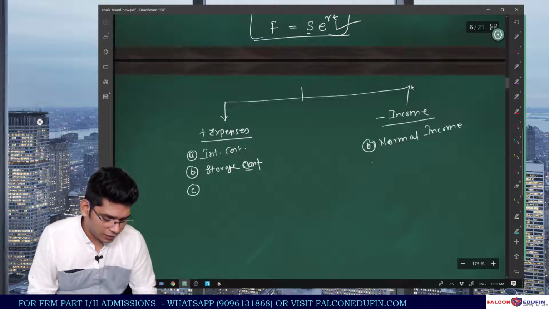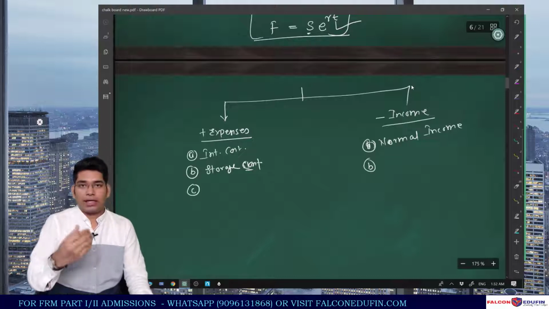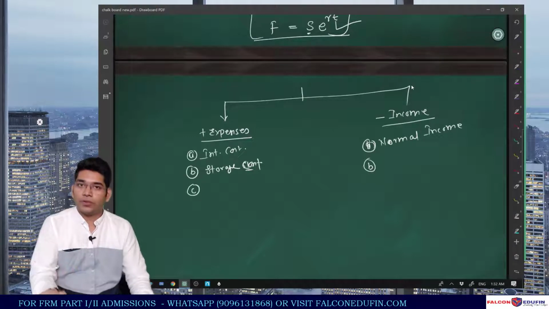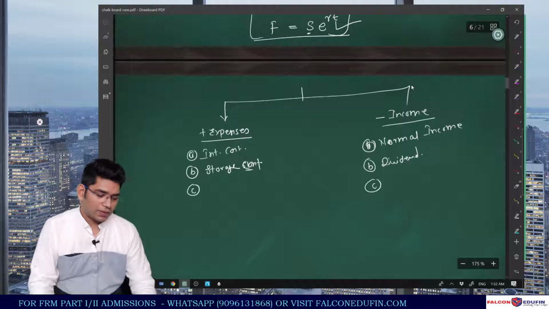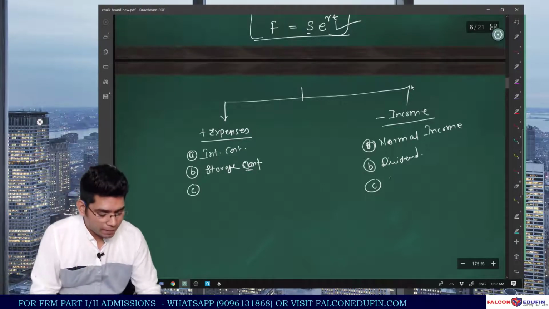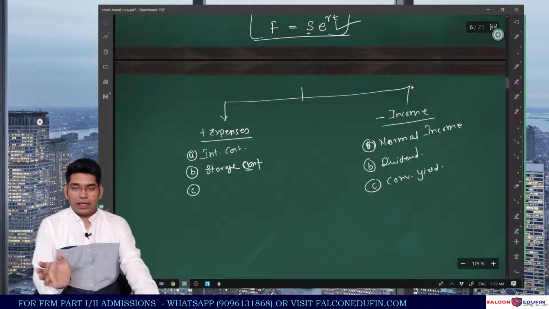It can be dividend growth. If you are holding stocks or shares, dividend can be an income for you, right? Third, convenience yield can be income for you. So these are the examples.